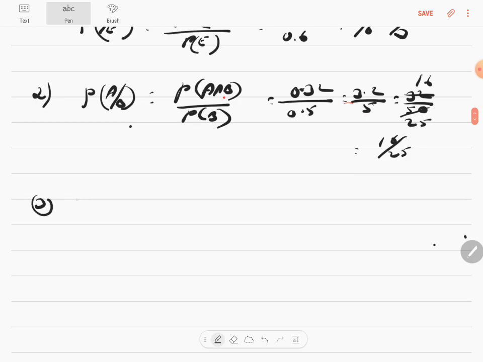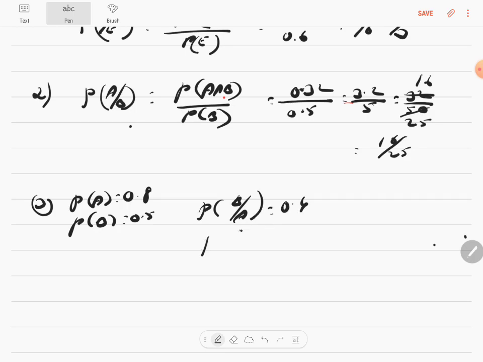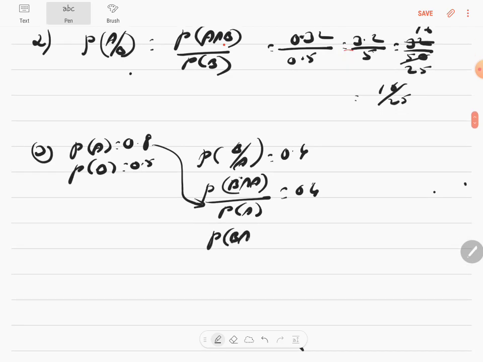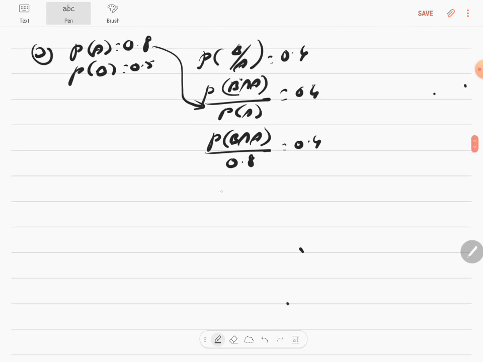The third question, P of A is 0.8, P of B is 0.5, and P of B by A has been given as 0.4. The formula for this is P of B intersection A by P of A, which is 0.4. So P of B intersection A by 0.8 is equal to 0.4. P of A intersection B and B intersection A are the same. 8 4s are 32, so 0.32. Thus you got A intersection B from this.